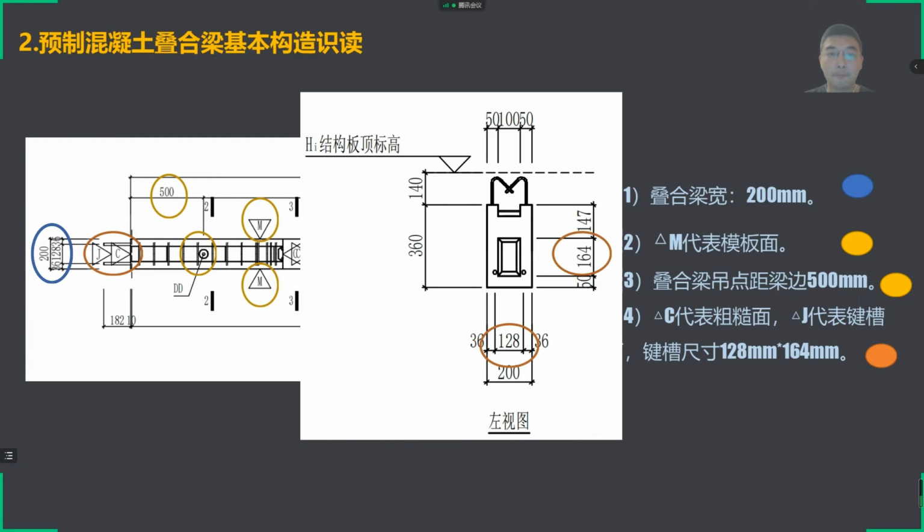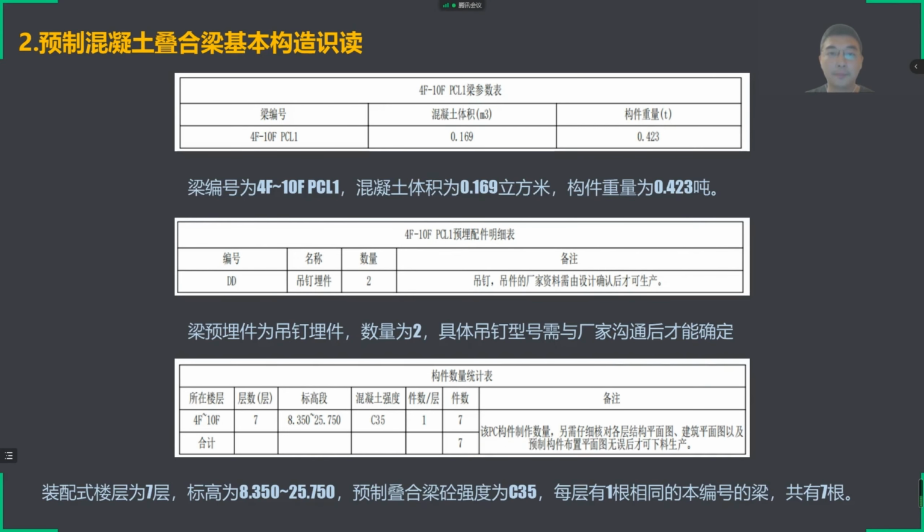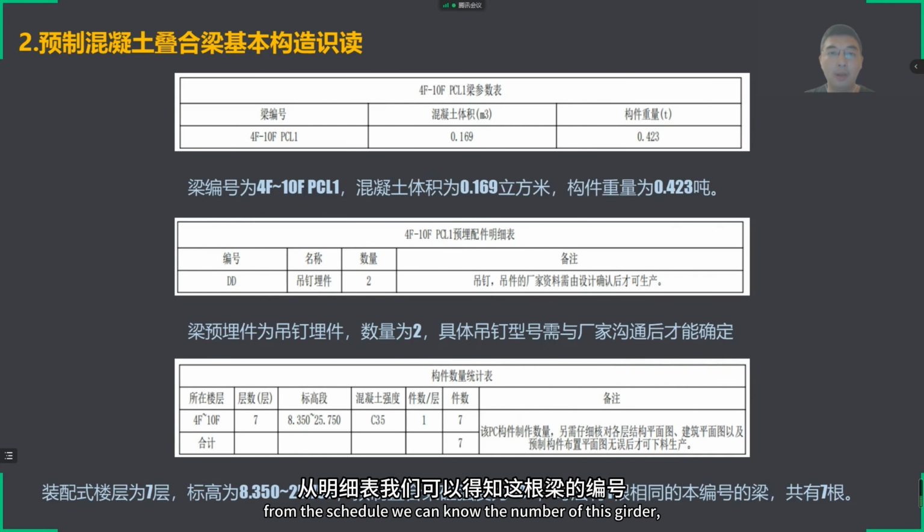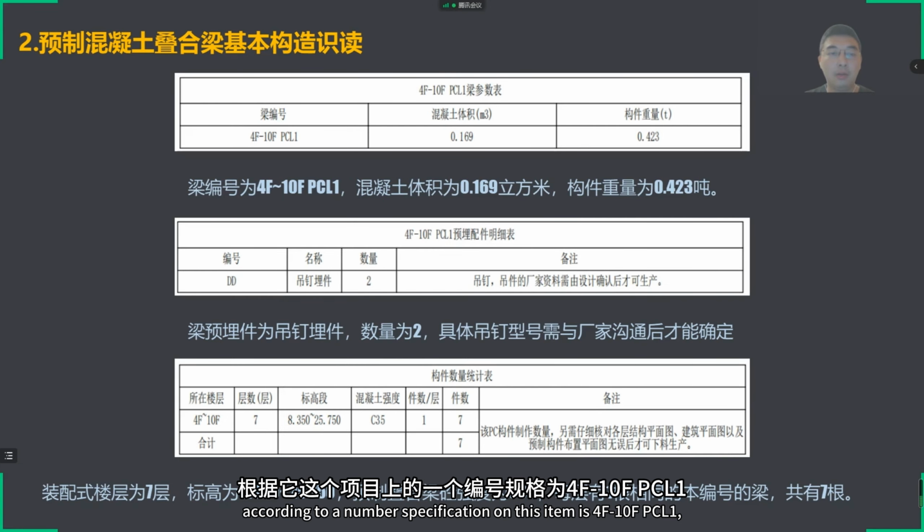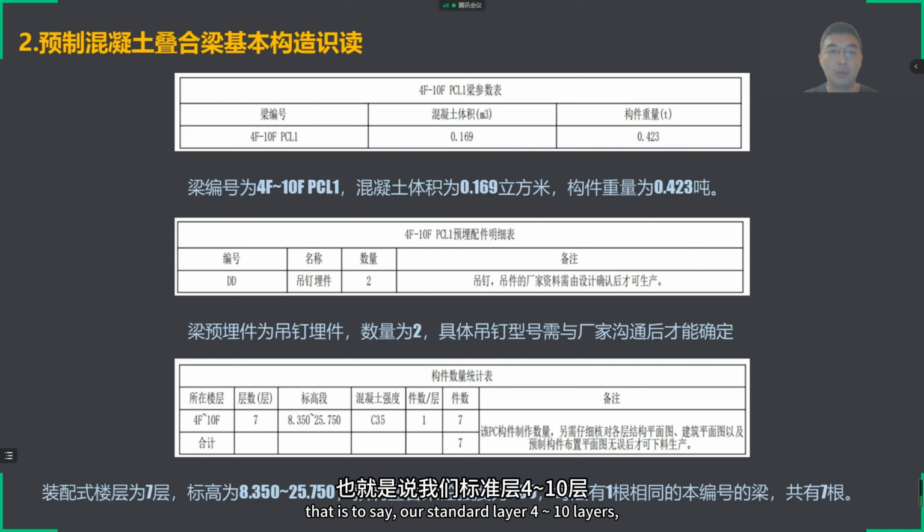So this is a basic size shape of which we can identify the relevant information. Let's take a look at the contents of the schedule. From the schedule, we can know the number of this girder, according to the number specification on this item: 4F10FPCL1. That is to say, our standard layer 4, 10 layers. We all have this PCL1 numbered girder.